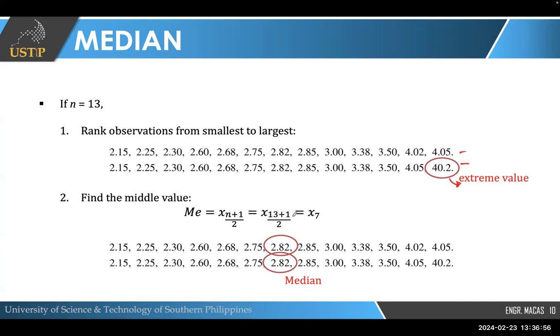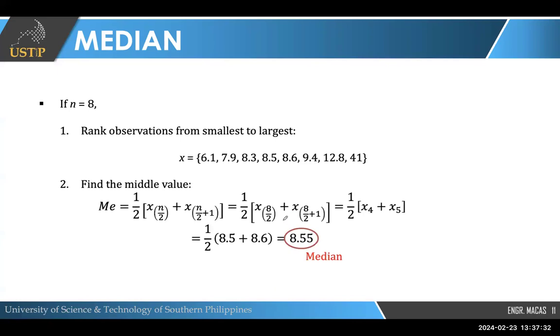So if you get the middle value, class, since n is equal to 13, that's an odd number. So it's very easy to get the median, that is just x sub (13 plus 1) over 2, that is x sub 7. So let's count: 1, 2, 3, 4, 5, 6, 7. For the first set of data, 2.82. For the second set of data, it's still 2.82. So we saw that even though there are extreme values in the second set of data, the median is still the same for both sets of data. So it is not affected by your extreme value. Okay?